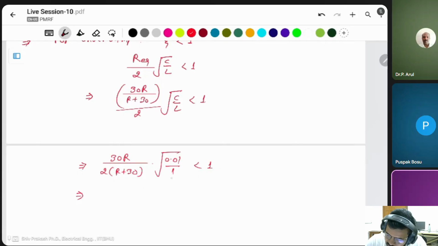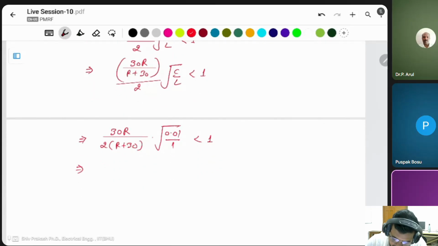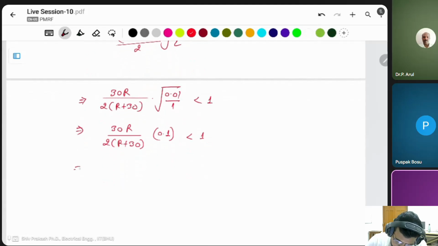What is the square root of 0.01? This will be 30R over 2R plus 30 into 0.1. It should be less than 1. In this case, 3R should be less than 2R plus 30, or 60. It means R should be less than 60.